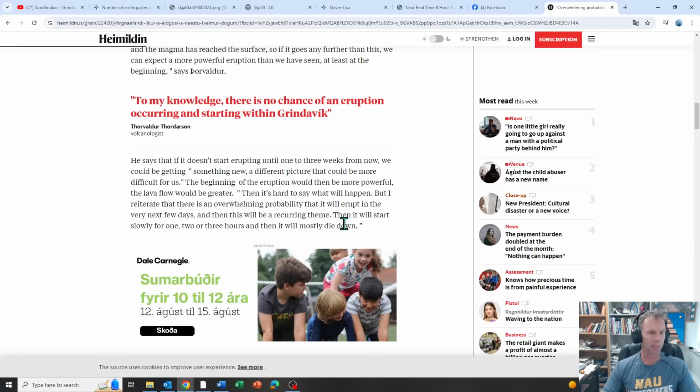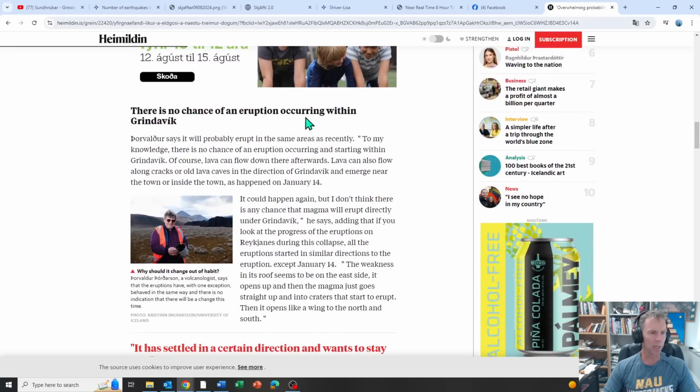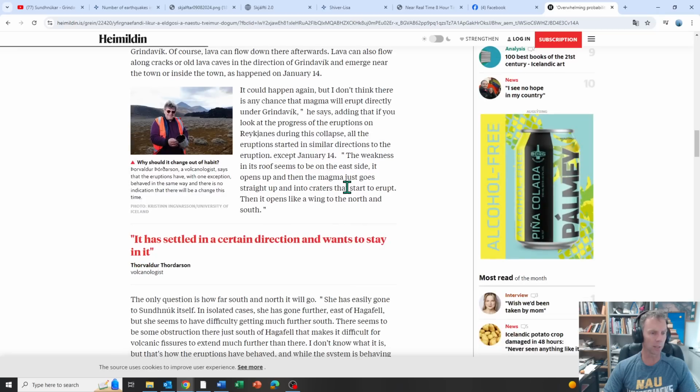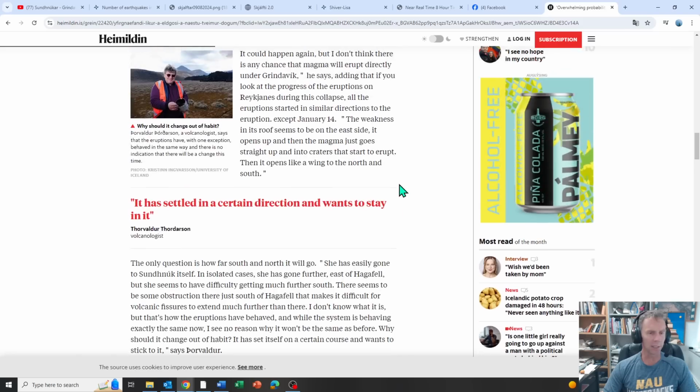But he basically says it's a very strong probability to erupt in the next few days. Then it will start slowly for 1 to 2 or 3 hours. Then it will kind of die down. No chance of an eruption occurring within the town borders, although the lava can go there because that's the downhill direction. Anyway, so interesting stuff there as always.